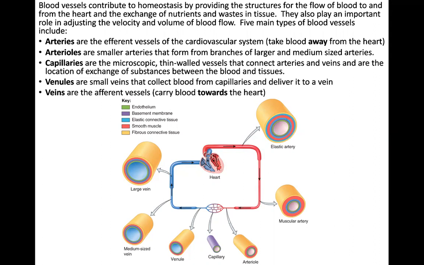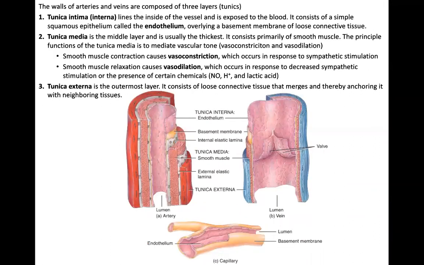Venules are the small veins that collect blood from our capillaries and then deliver it to our larger veins, medium, and then eventually large size veins, which are the afferent vessels, carrying, typically anyway, deoxygenated blood back to our heart, where we can then pump it out to our lungs to pick up that oxygen and start the whole process over again. A little bit of anatomy on the structure of our heart wall, or excuse me, not heart, because I just talked about heart anatomy. Our vessel walls.